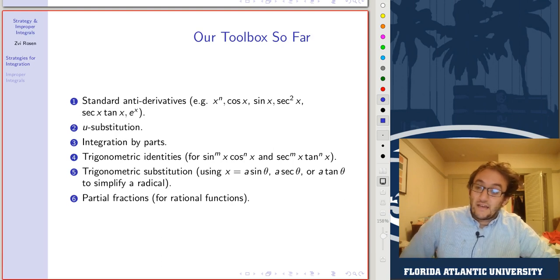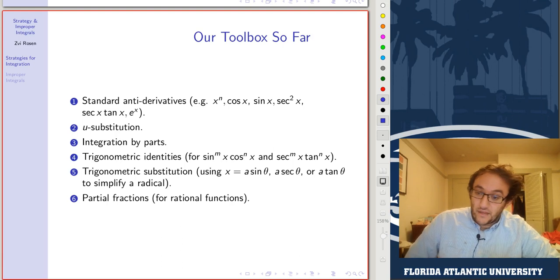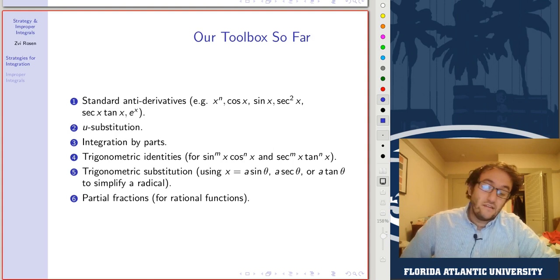The next is u substitution, which comes in handy in a bunch of cases. Integration by parts, which we studied in 7.1, is great for products of functions. Trigonometric identities come in handy when trying to integrate things like sine to the m of x, cosine to the n of x, or secant to the m of x times tan to the n of x.